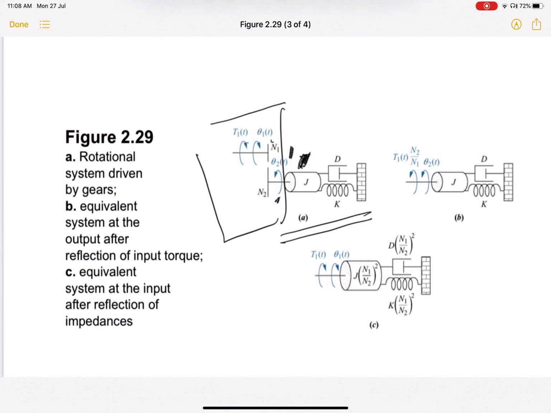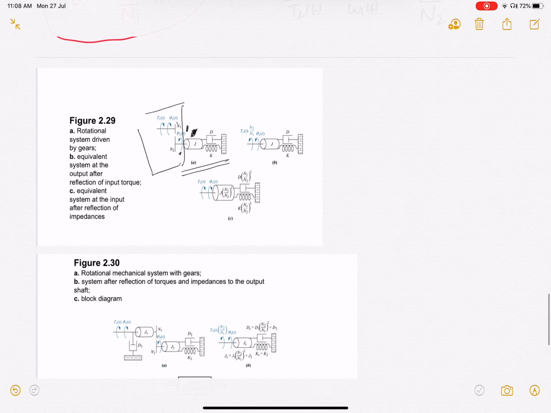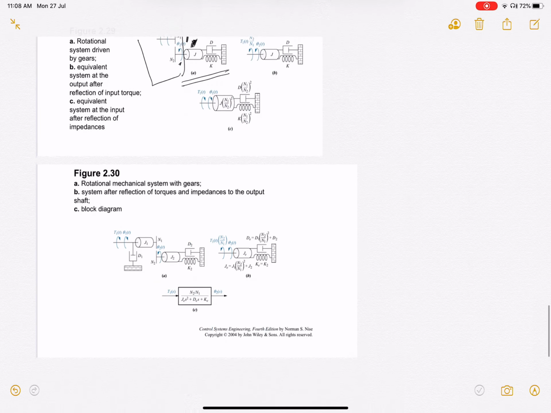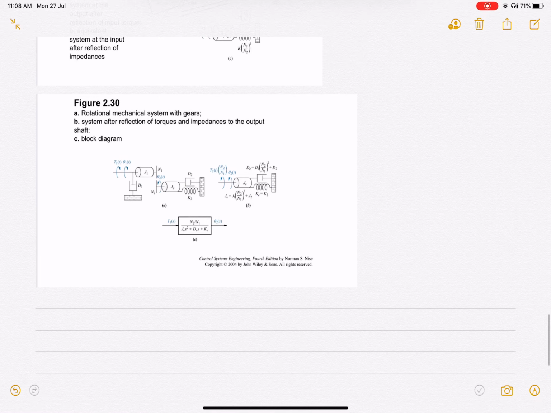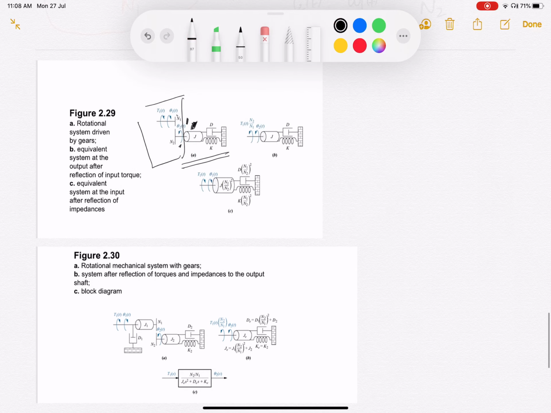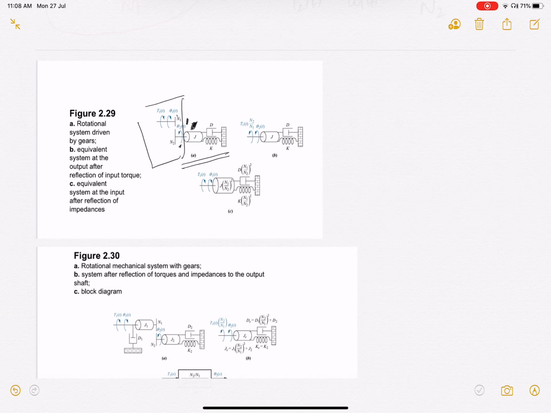It's going to be T1(t) N2 by N1, and theta 2(t) is the displacement here. So we can write down the governing equation for this. Let us look at this diagram. So what is the torque? The torque is T1(t) N2 by N1, and what is the displacement? The displacement is theta 2(t). So let us write this down.